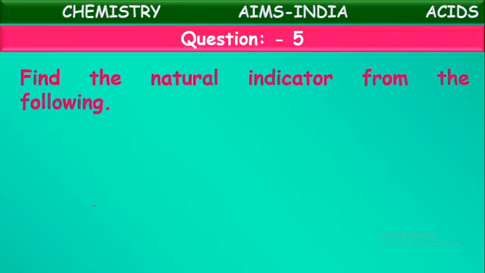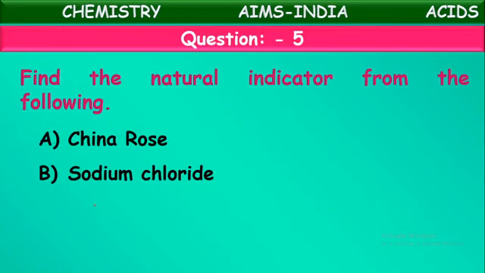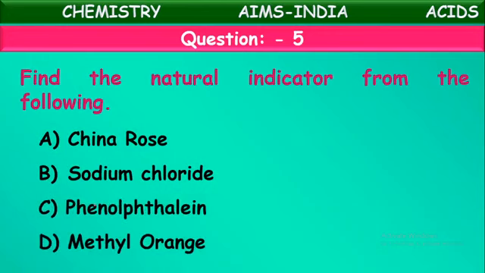Find the natural indicator from the following. So identify the natural indicator among these: China rose, sodium chloride, phenolphthalein, methyl orange. So which of these is the natural indicator, children? What did we say natural indicator means? The substance which is extracted from natural sources or natural substances, and if it is used for identifying the acids and bases, then it is called a natural indicator. Examples: litmus, turmeric, and even China rose also. Okay, China rose is one of the natural indicators.